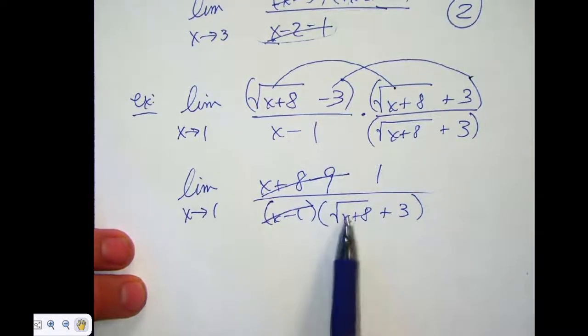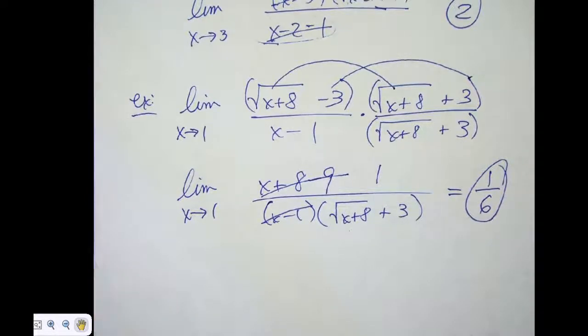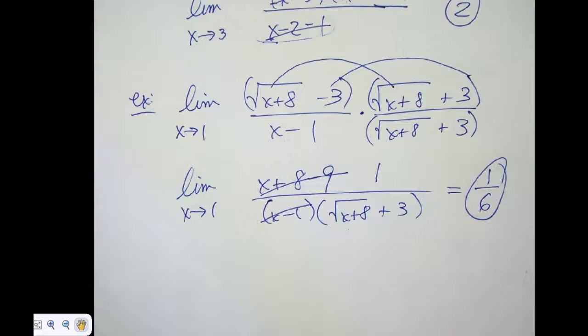1 plus 8 is 9, square root of 9 is 3. 3 plus 3 is 6. So I'm going to add 1/6 for an answer. Questions? Okay.